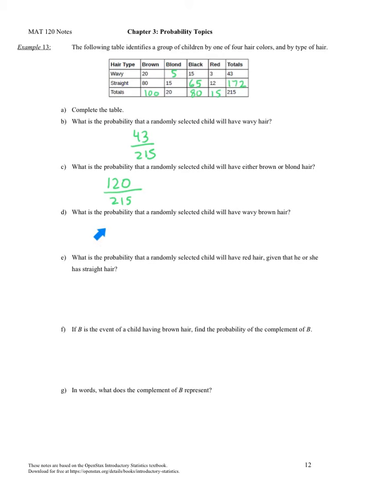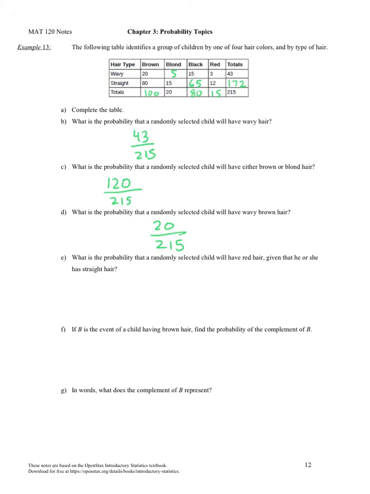In letter D, what is the probability the child will have wavy brown hair? That means that we want both. So in our row for wavy, we have 20 kids that have brown hair. So for letter D, we'll have a probability of 20 over 215.